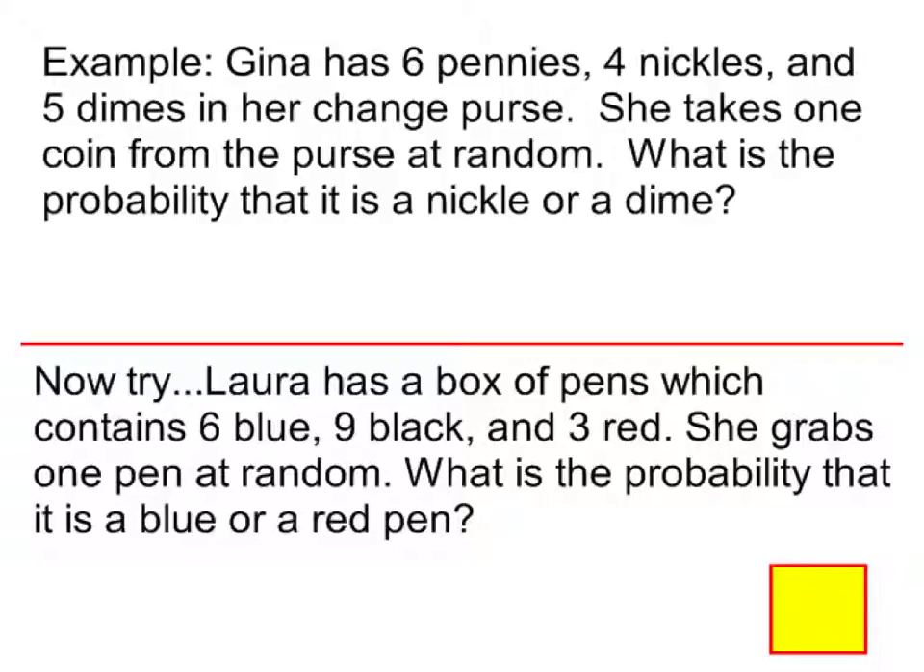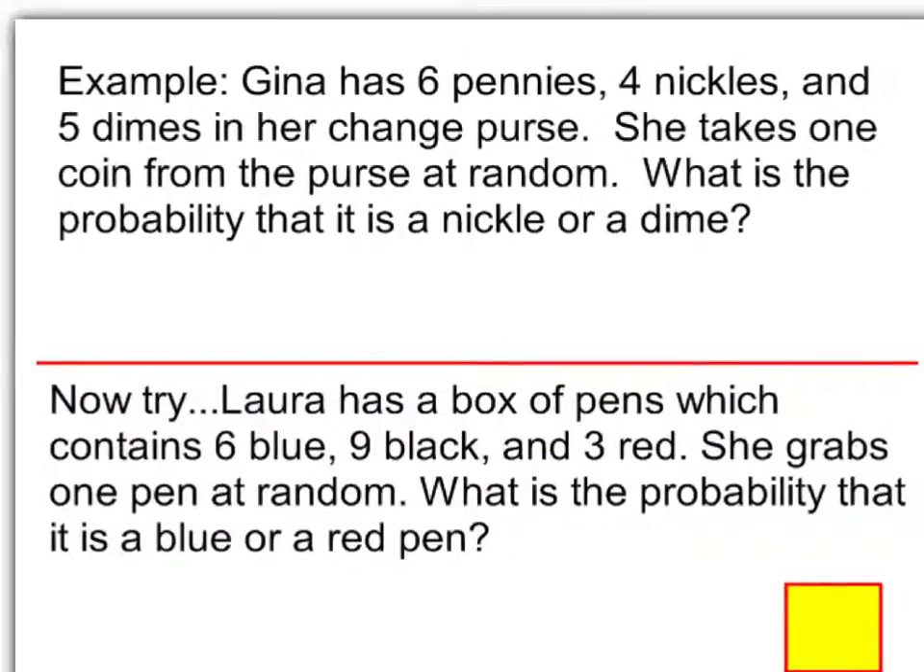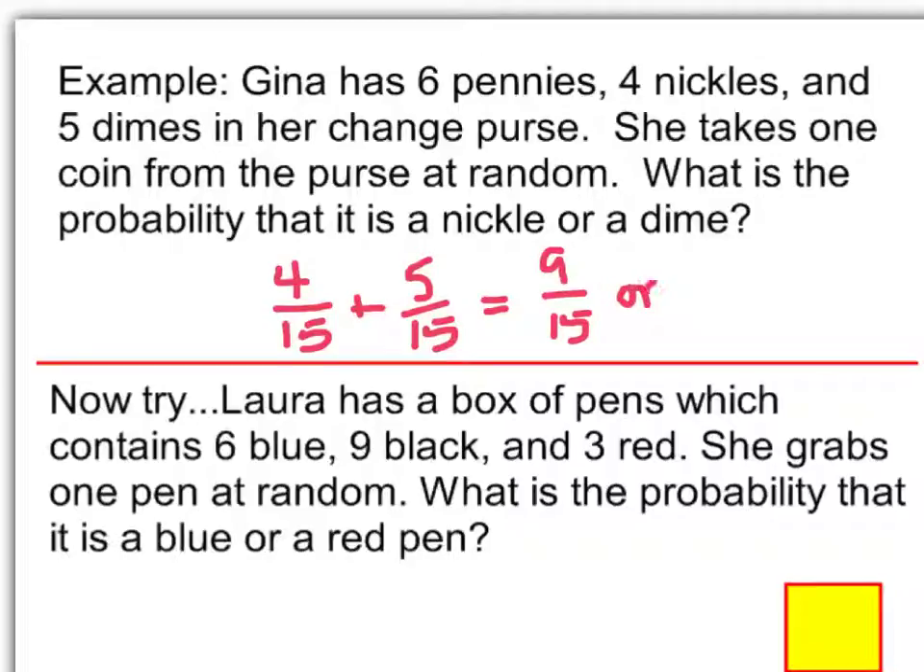So for it to be a nickel, that would be 4 out of 15. For it to be a dime, that would be 5 out of 15. That comes out to a probability of 9 out of 15, or simplified as 3 out of 5.